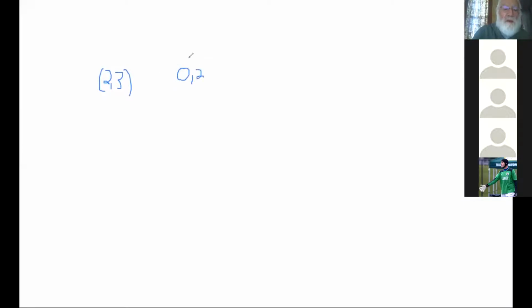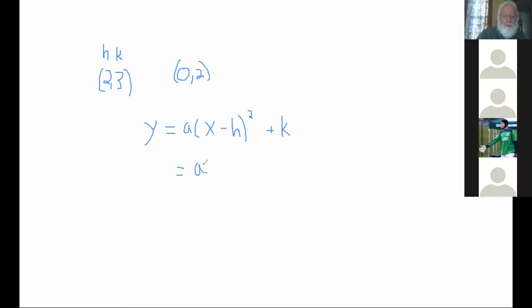Since I'm given the vertex, I'm going to use the form of the quadratic that has h and k. So then I know my formula looks like this, the one with the vertex in it. But now I know what h and k are, so I can plug those in. h is 2 and k is 3. But I still don't know what a is, right? So now I can plug in this point right here. x is 0 and y is 2.